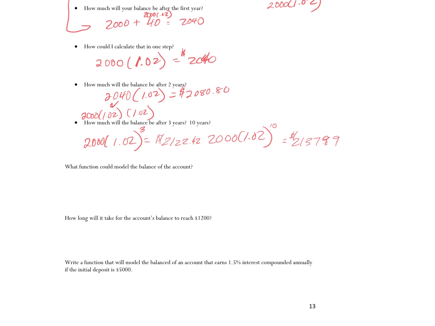All right, so what kind of function can tell me just the balance of the account? What should I do in this case? Would it be 2,000 times 1.02, and then the exponent is t, for over 2 years? If you used y, that would be fine. Okay.